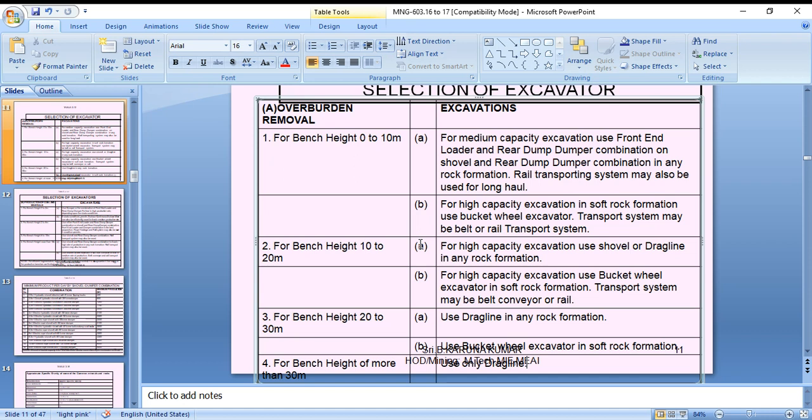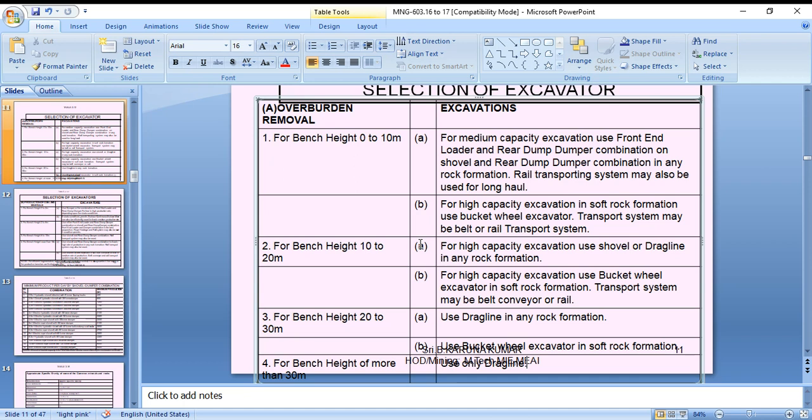So as a thumb rule, you can observe that for bench height 0 to 10 meters, you go for the shovel and rear dumper combination. For bench height 10 to 20 meters, a high capacity shovel or dragline can be utilized. For bench height 20 to 30 meters, use only the dragline in any rock formation. Beyond that, it is exclusive use of the dragline only. So these are the four categories of excavator selection for any opencast mine.